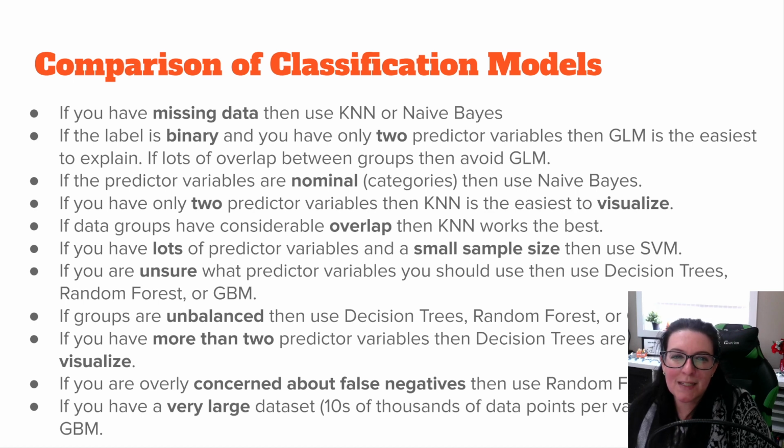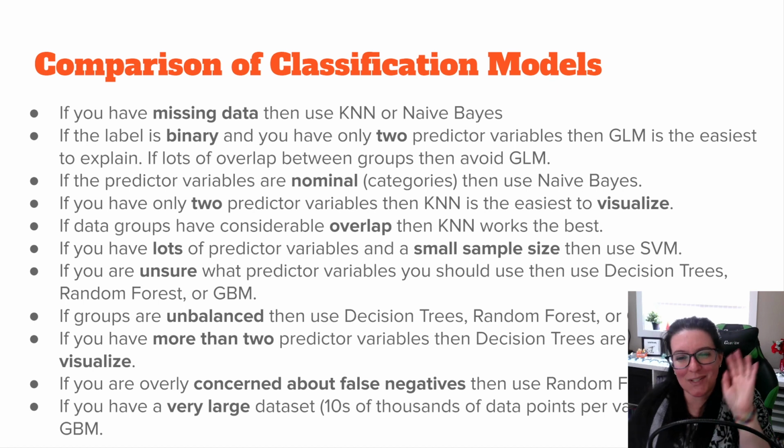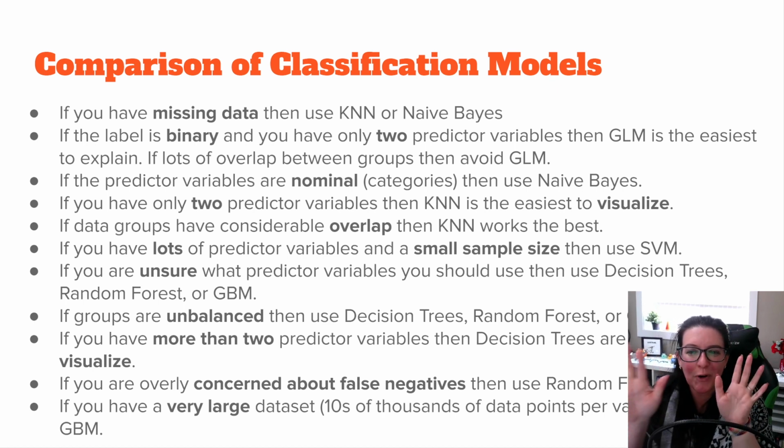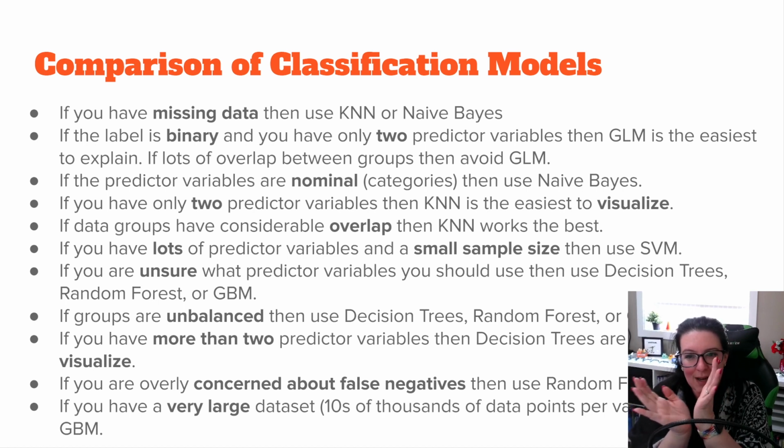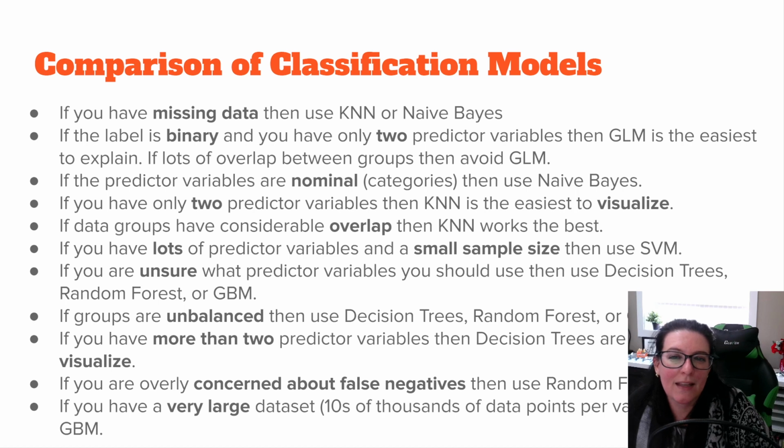So if you have missing data, we want to focus on the k-nearest neighbors or the naive Bayes. If our label is binary, so we're predicting in the green group or the blue group, two options, and we only have two predictor variables, like having that x and y axis, then the general linear model is going to be the easiest one to explain to people.